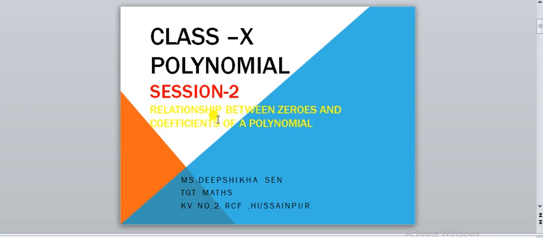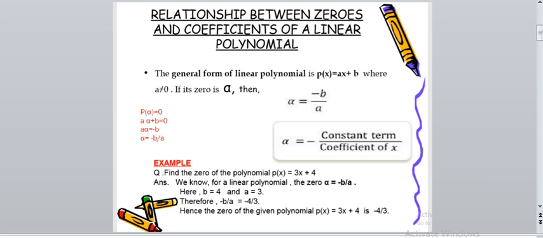Hello students, today we will see session 2 of polynomials, that is the relationship between zeros and coefficients of a polynomial. First of all, we will see the case of the linear polynomial. What is a linear polynomial? In the last session we studied that the degree of the variable must be 1. So the general form of the linear polynomial is p(x) = ax + b, where a must not be equal to 0.